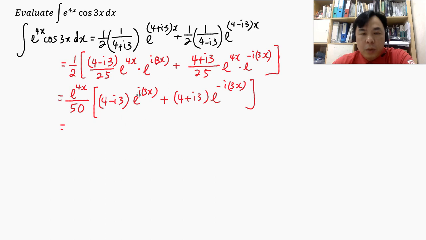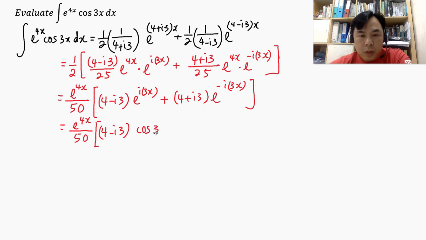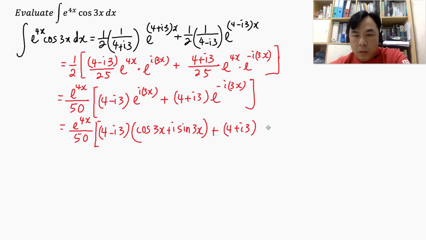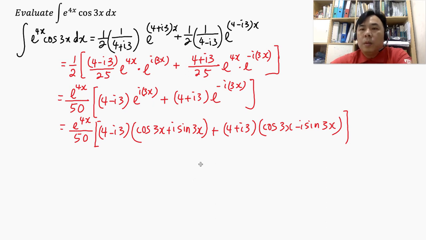And then from here, the same thing, we're going to convert it back to its trigonometry form. So therefore, we have e^4x over 50 here. That will be 4i3. Same thing. So we have cos 3x. Okay, that's my first part. And then the same goes for the second expression. Okay, so there you have it.